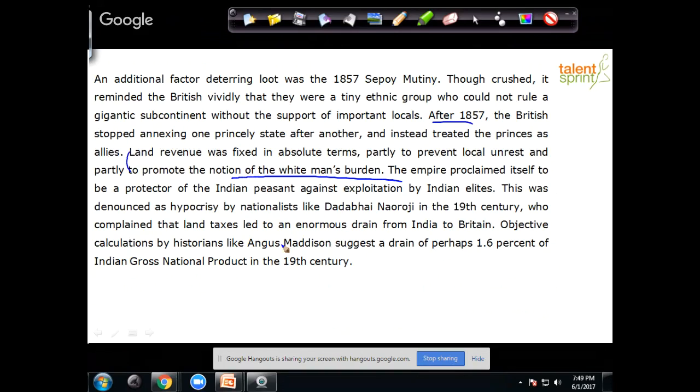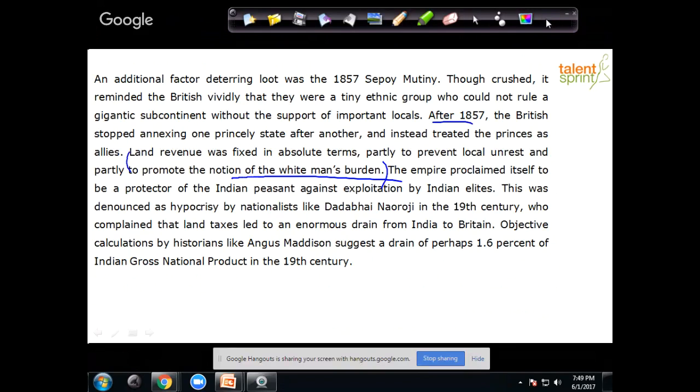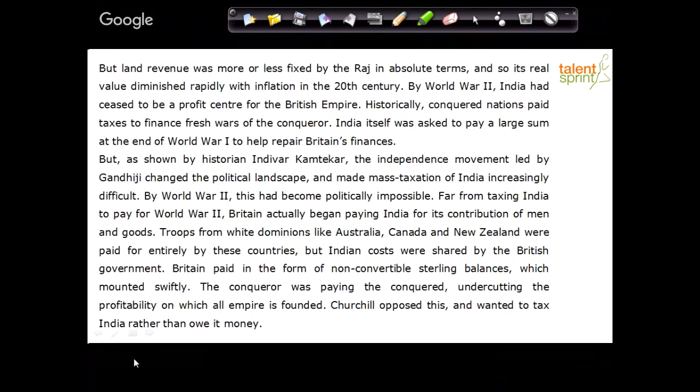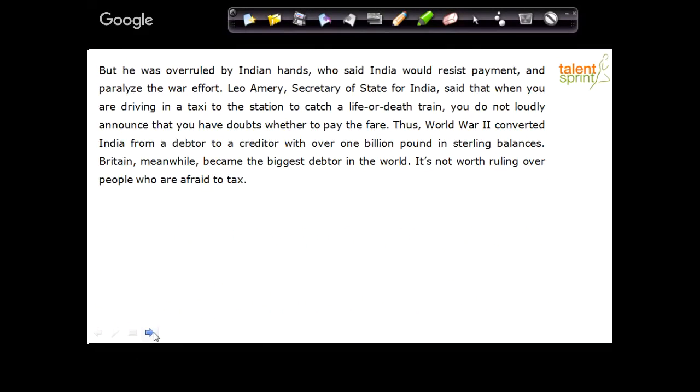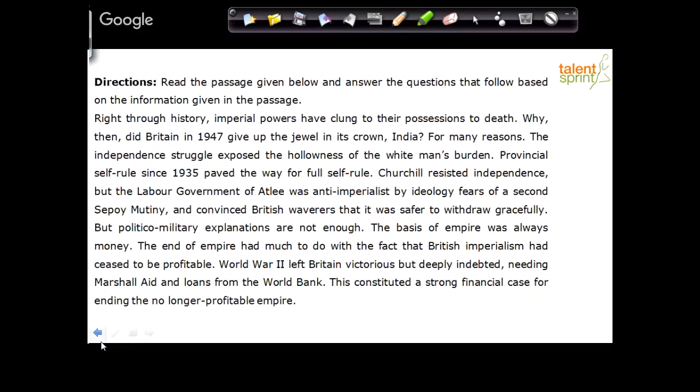Okay. Clear, clear. Did we have anything here? That's about it. Right? And then we had it in the beginning also, right? First paragraph, third line.